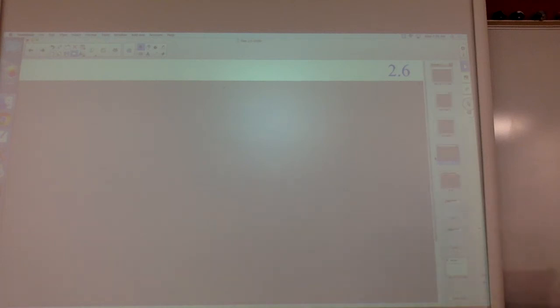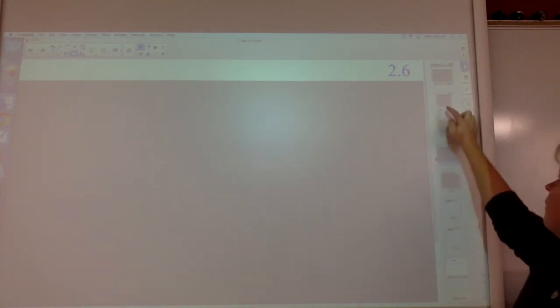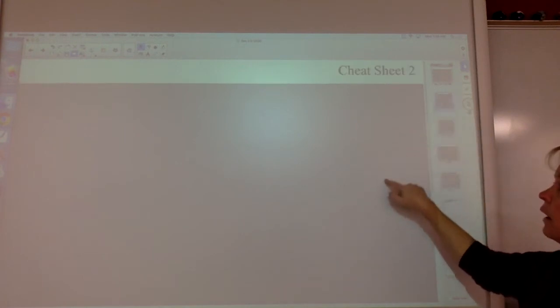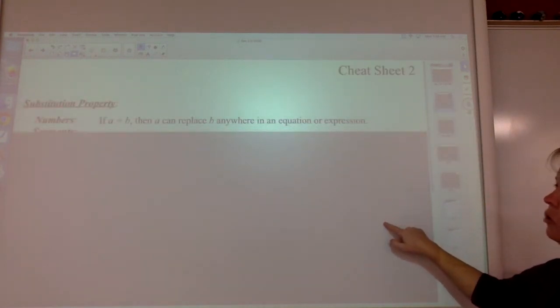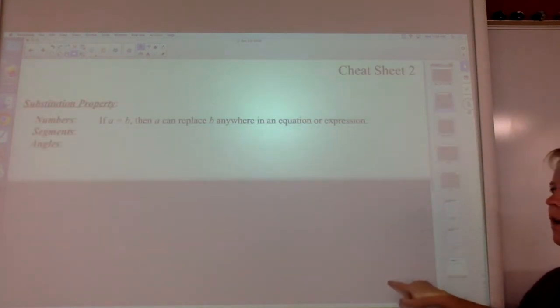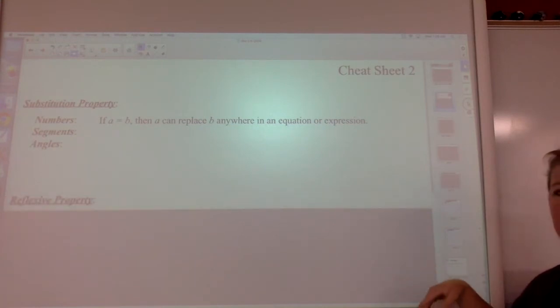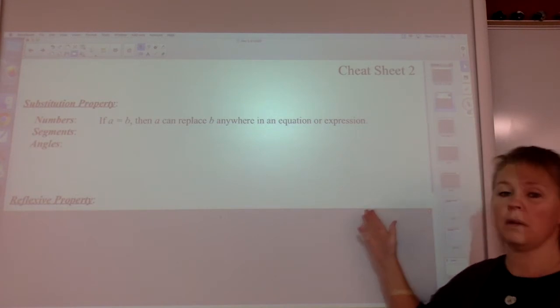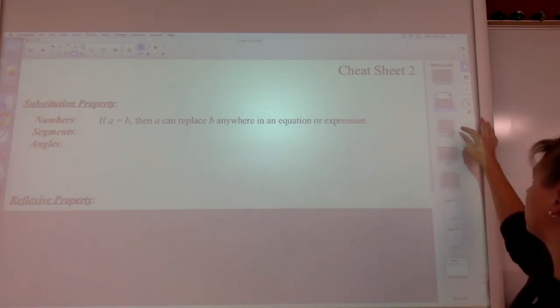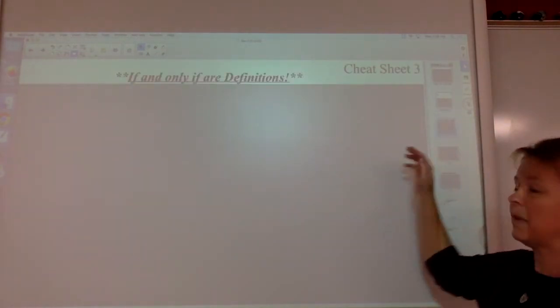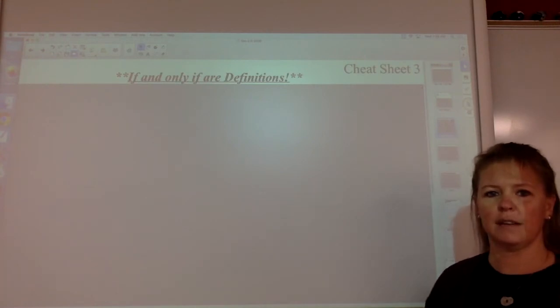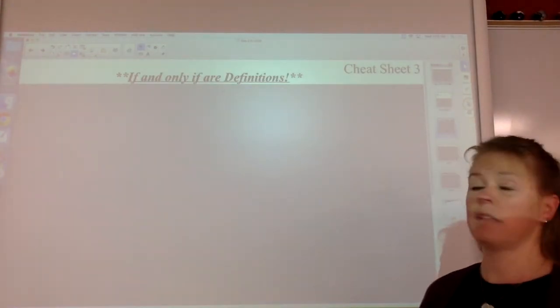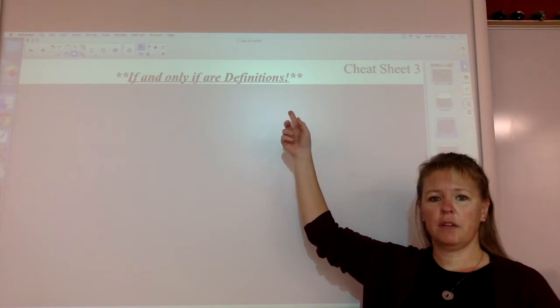Section 2.6. Let me remind you that we already have cheat sheet number 2 with the substitution property, reflexive property, symmetric property, and transitive property. We're going to be using that again. Cheat sheet number 3, you don't really have to turn to that just yet. I'll talk through some things. Everything on cheat sheet number 3 is definitions.